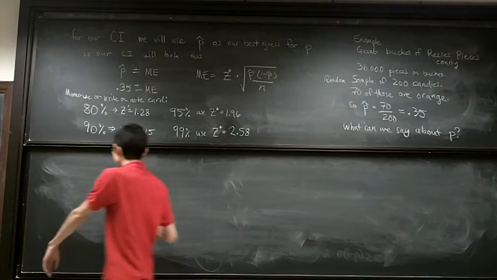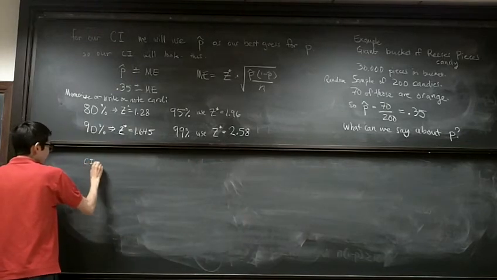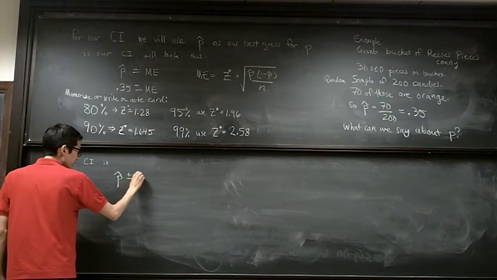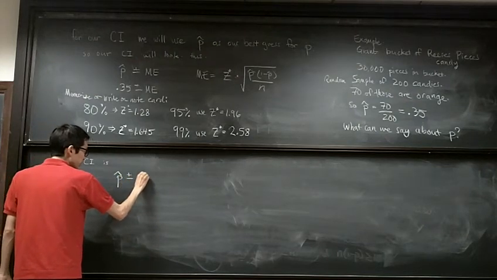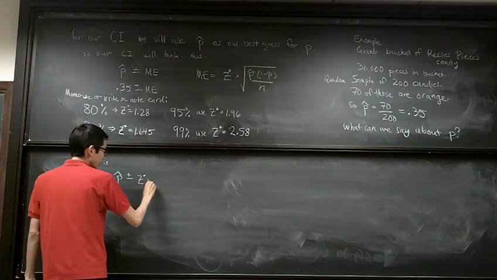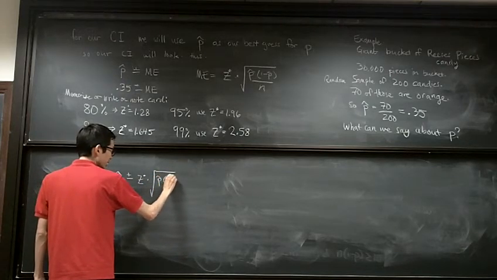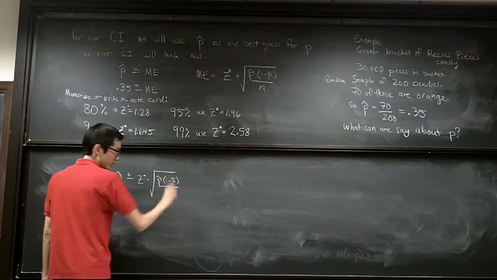Okay, so when we put it all together, our confidence interval looks like this. P hat plus or minus Z star times the square root of P hat 1 minus P hat over N.